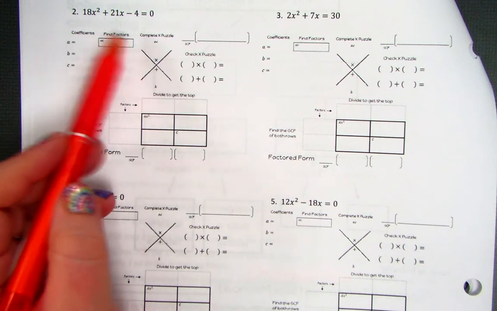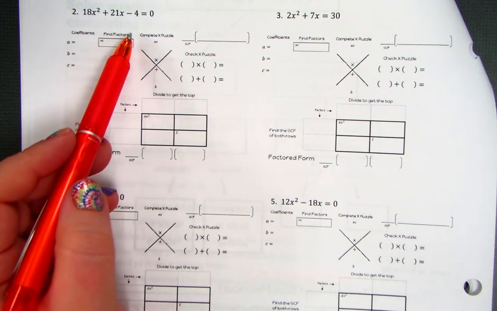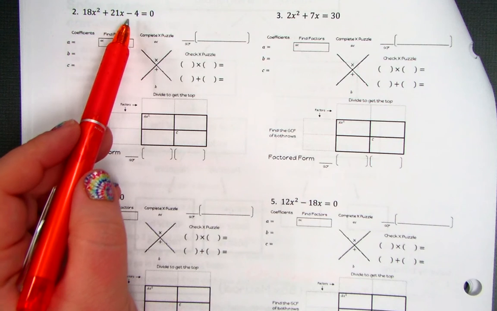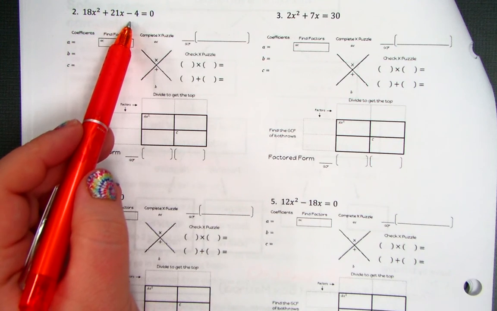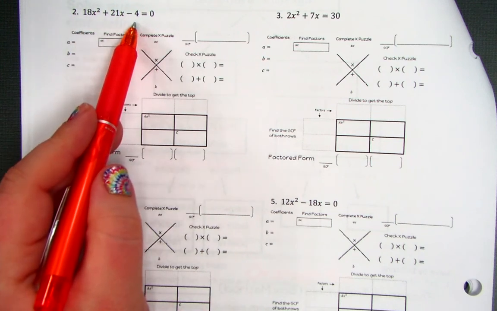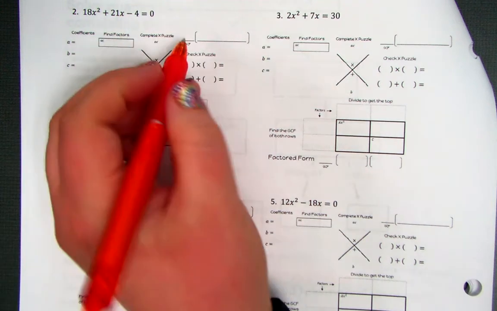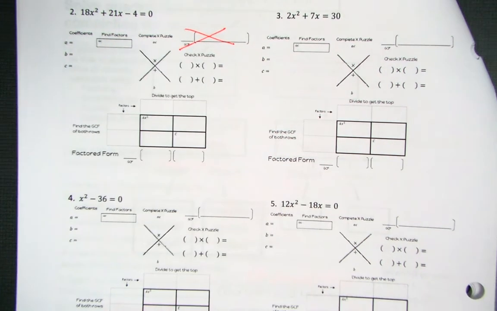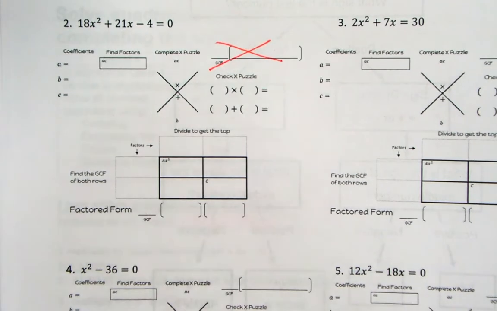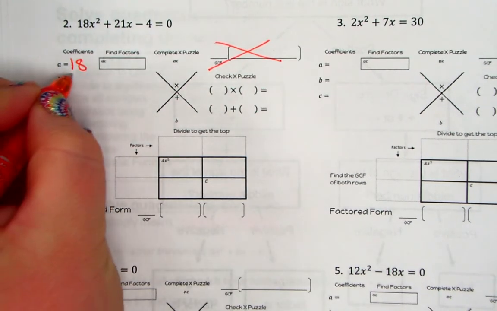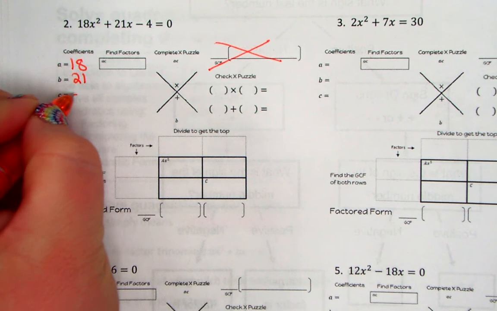So for this, we're going to look for our GCF first. So a number that goes into 18, 21, and negative 4. And there's not a number that goes into all three of these numbers, so I don't have a GCF to deal with. Now we'll take a look at our A, B, and C. So A is 18, B is 21, and C is negative 4.